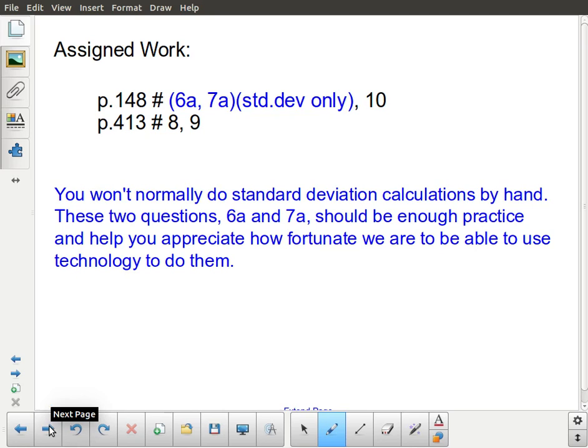And that's it for this lesson. So it's not covering a whole lot. It's really just covering a process. And so you can see from the assigned work, I've got a couple here where I only want you to calculate the standard deviation, no matter what the text in the question says. And for those ones, I'm asking you to do that by hand, just so you can gain an appreciation for it. And then I'll show you how to never have to do it by hand again.